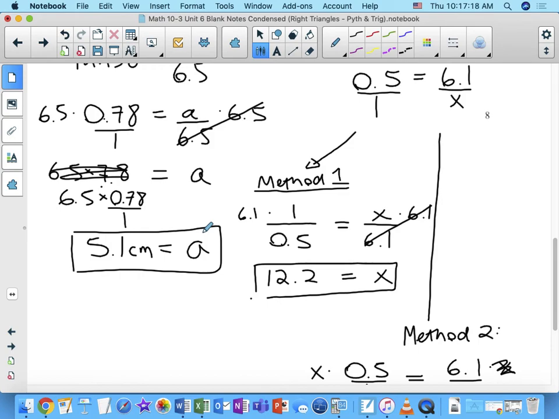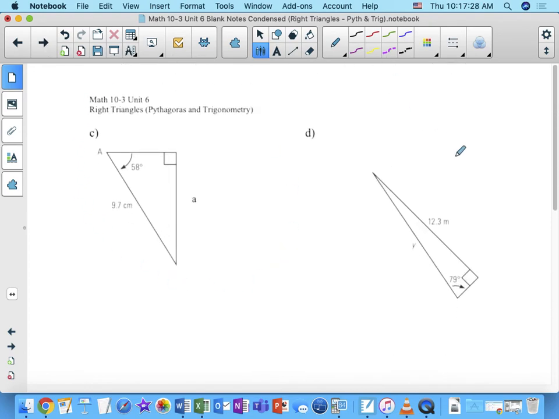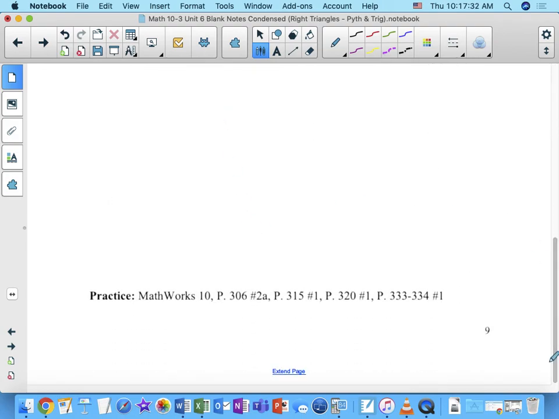Okay, so for the rest of class, basically, you guys, in a nutshell, we have covered trigonometry. I know you haven't had much time to practice, but for the rest of class, I would like you to try the questions C and D on page 9.